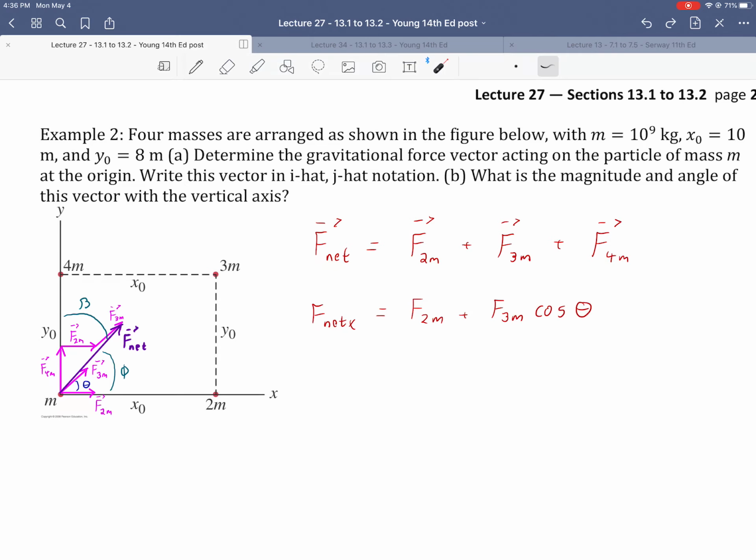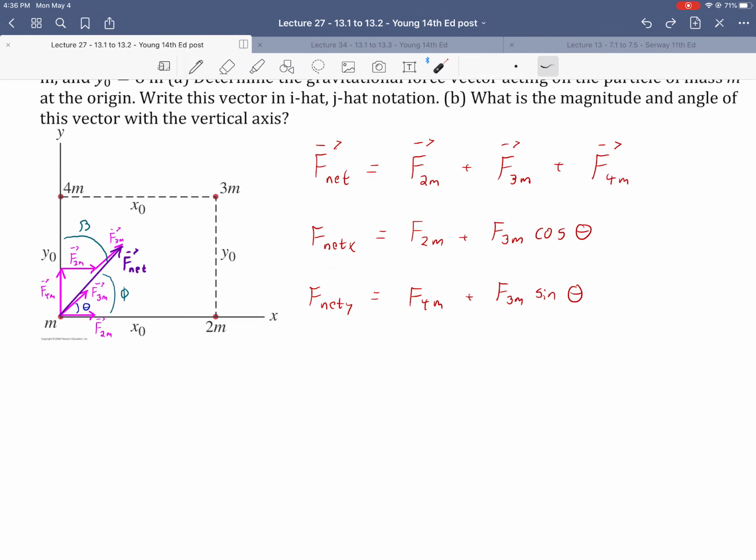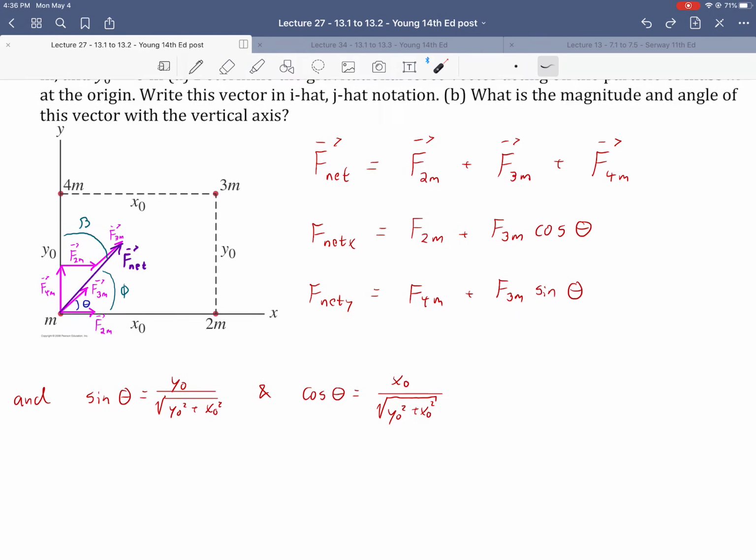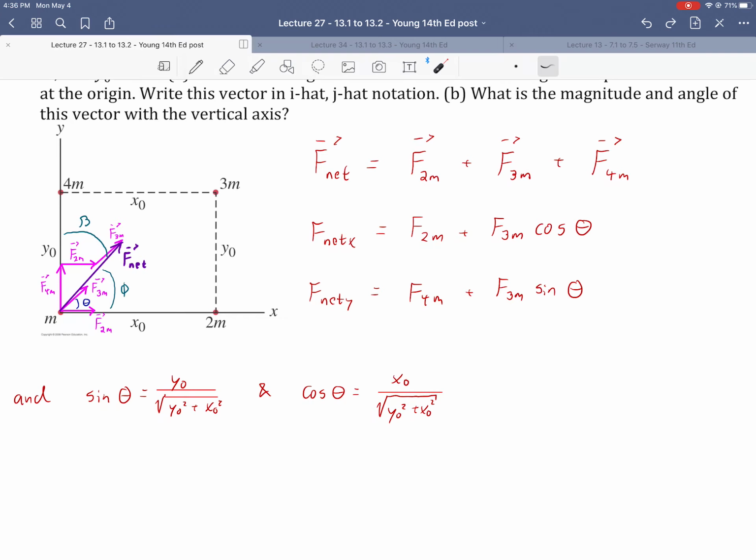So F net is just going to be the sum of those vectors if I write it as a vector equation. I'm going to want to then split this into components so I can actually solve it, because otherwise this is just going to tell me the tip to tail. So I split it into x and y components. In the x direction I have the force from 2m, and a component of the force from 3m. In the y direction, I have the force from 4m, and a component of the force from 3m. Everything's pointing in the positive direction, so we're good there. All our negatives are accounted for.